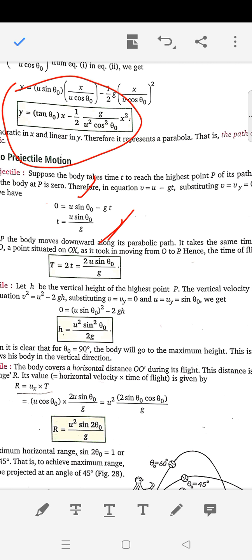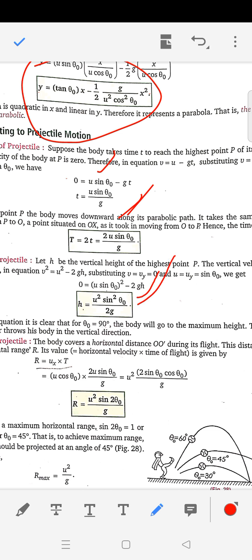Now, height. We apply the formula v square equals u square plus 2gh, or with the sign for gravity. Again at the highest point v equals 0. If you put u as the vertical component of velocity, u sin theta, you will get this value of h.